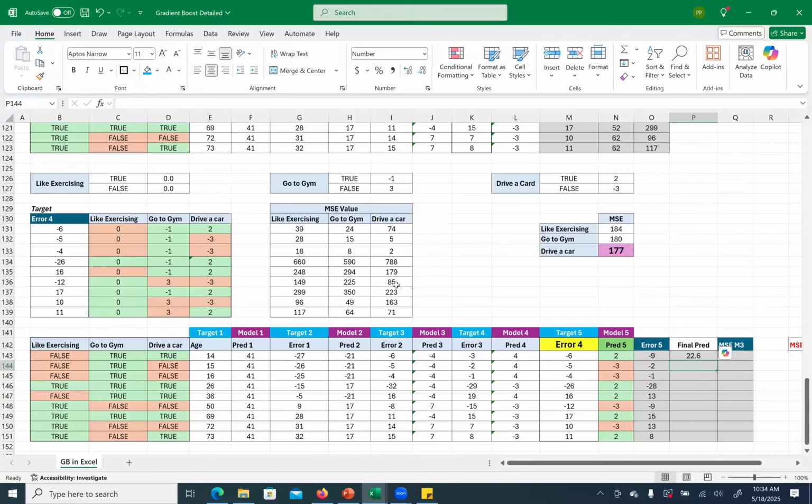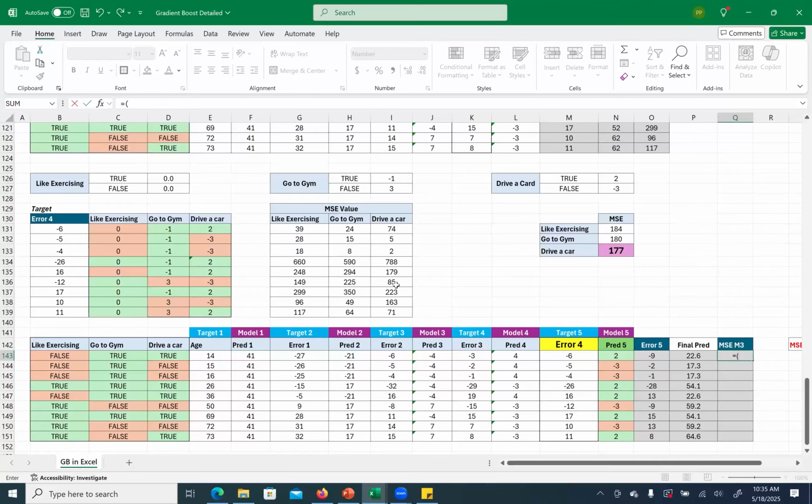I've done it correctly. Let me calculate it again. Prediction 1 plus prediction 2 plus... Okay. So this is my final prediction.